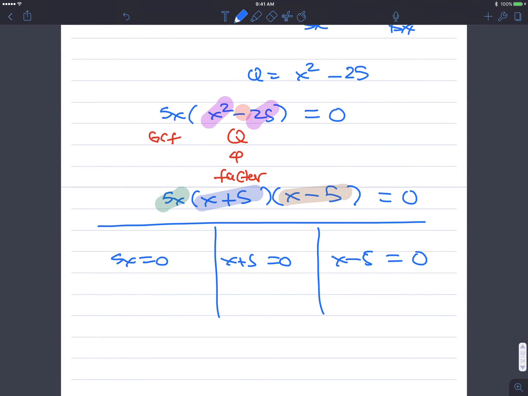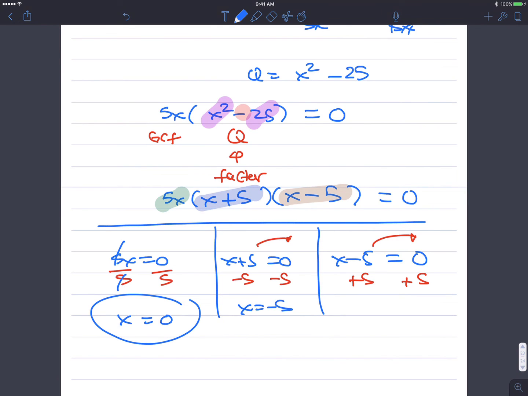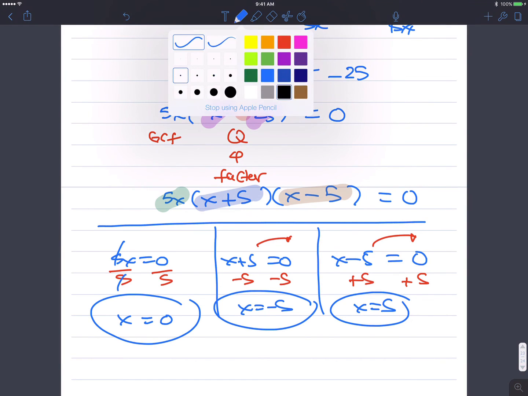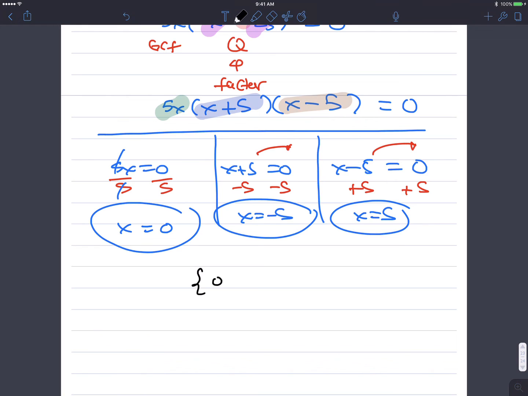Okay? Now, how do I solve each one of these linear equations? Because you're going to see solving equations again, too, on your final. Right? Divide here by 5. What about this one? Subtract 5. What about this one? Add 5. We get x going to be, what's 0 divided by 5? 0. x is going to be negative 5, and x is positive 5. So my solution set will be 0, negative 5, and positive 5.